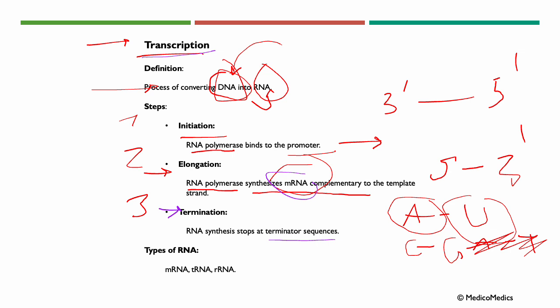Now, some key features we can mention to differentiate between bacterial and eukaryotic transcription are the following. In bacteria, this is occurring in the cytoplasm, and mRNA is immediately translated. But in eukaryotic cells, transcription is occurring in the nucleus, and mRNA undergoes processing before translation. These processes include, for example, splicing and capping.